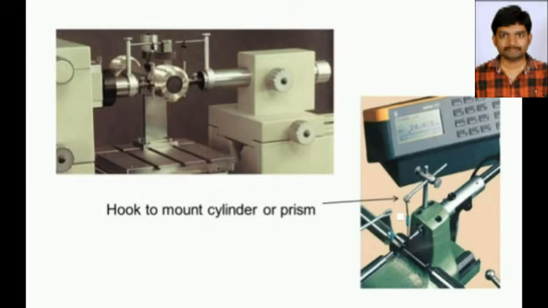We can see the hook to mount the cylinder or prism. You can see the rod cylinder is hung from this hook. So we have one rod and another rod is also there, and a workpiece, the screw thread. So there are two centers. The workpiece is mounted between the two centers, and then we have measuring anvils. So you can see the digital indicators. So it shows the major diameter, minor diameter, effective diameter.